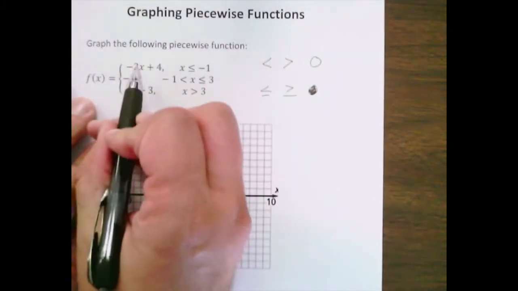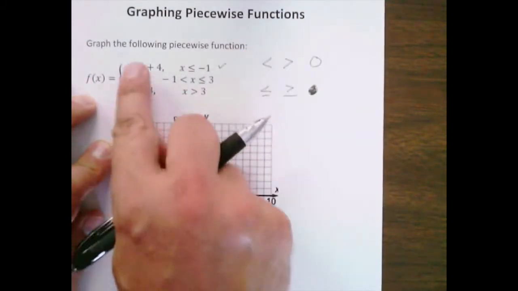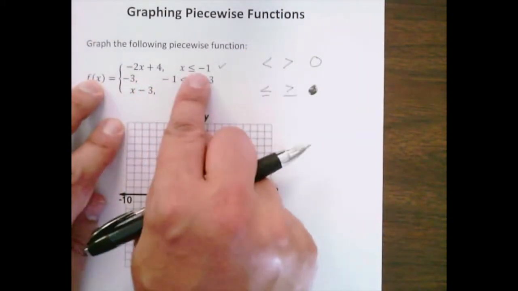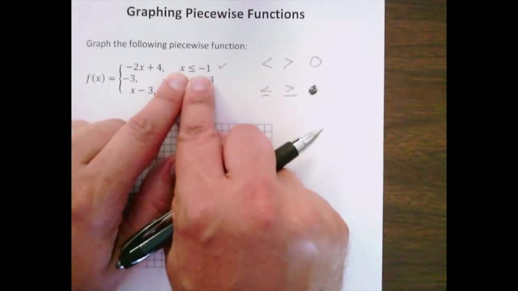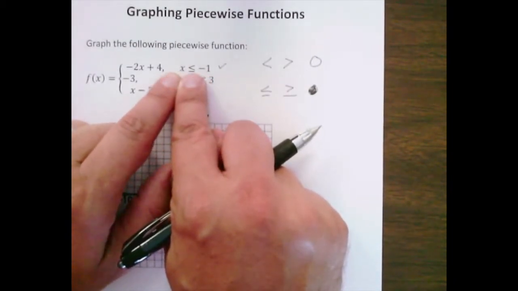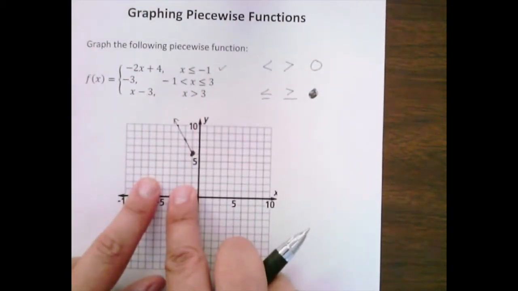What I've done is I have essentially graphed that first line. Quick review, just type it into y equals. Only pay attention in the table to the x values it tells you are important. So this said all the x values that are less than or equal to negative 1. So those are the only x values I graphed.